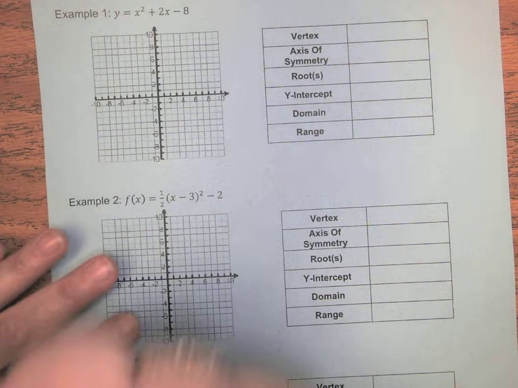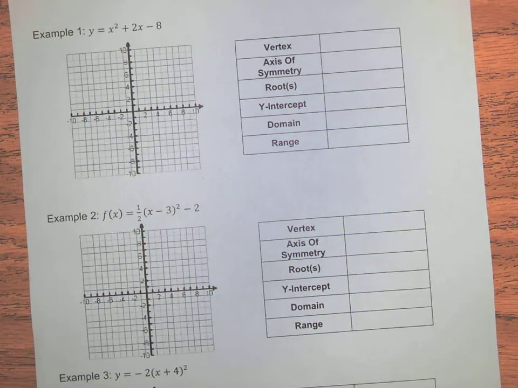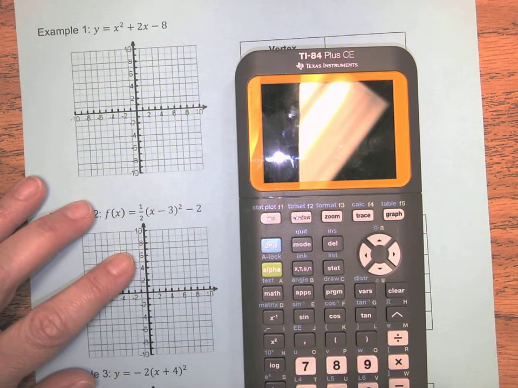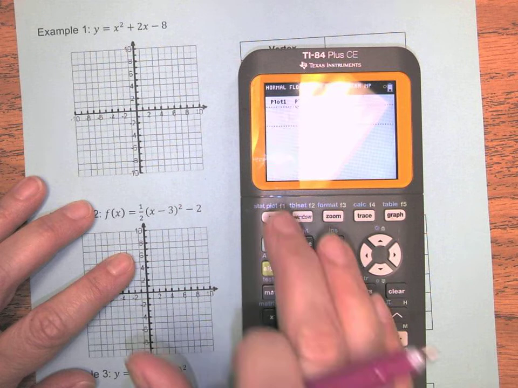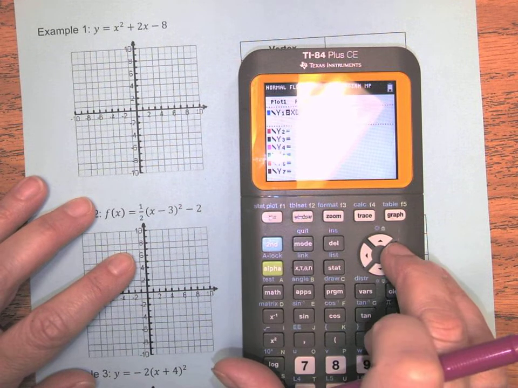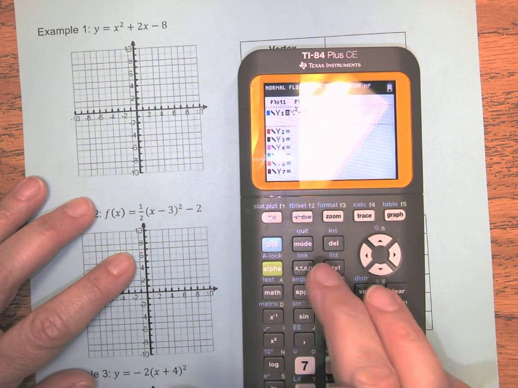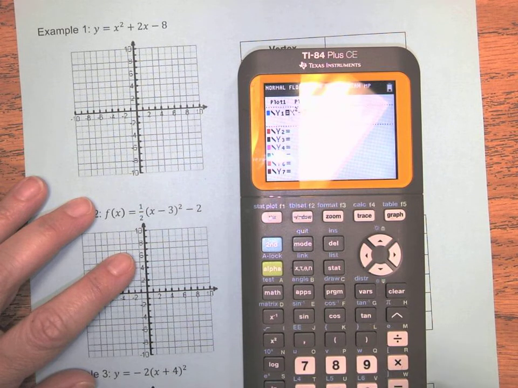So let's look at some examples. So first of all, let's put this in y equals. So let's go to y equals, and let's put x squared plus 2x minus 8.